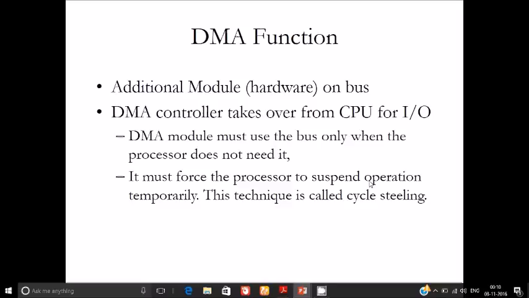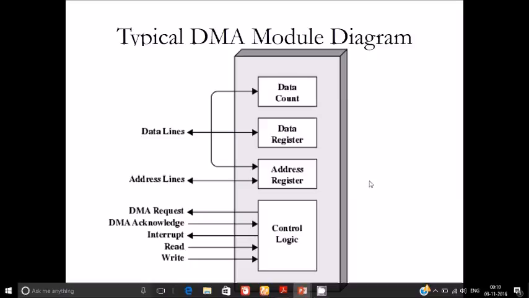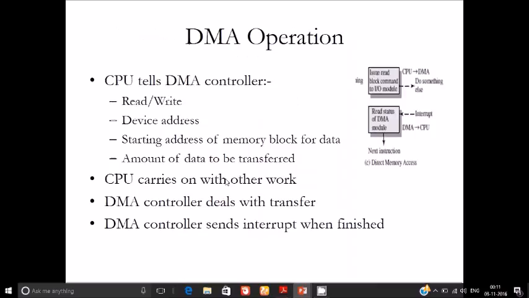Cycle stealing is explained now. When the processor needs the bus, the DMA will be forced to give the bus to it. So this is cycle stealing. The typical DMA module diagram has a data count, data register, address register and control logic. So this is a typical diagram. See, these 3 are the data lines and this is the address line, and this block diagram is also an important thing.